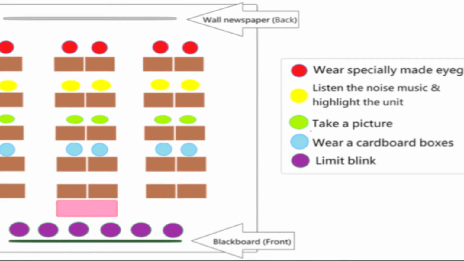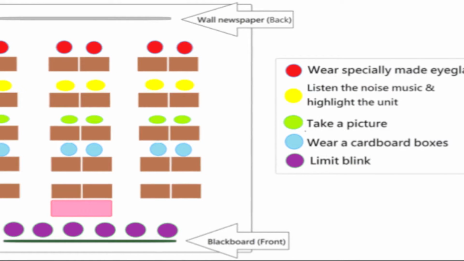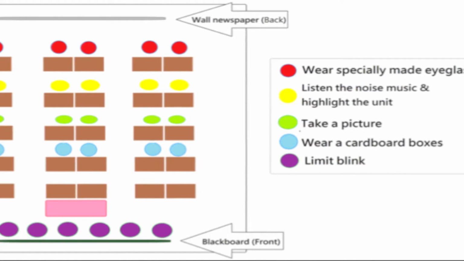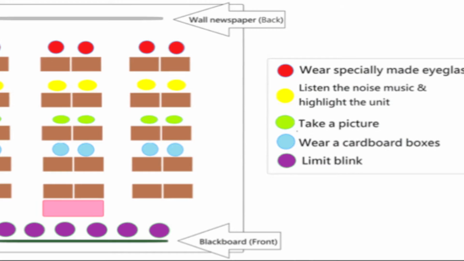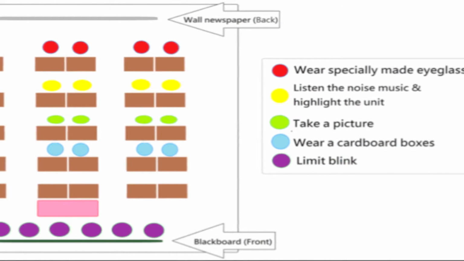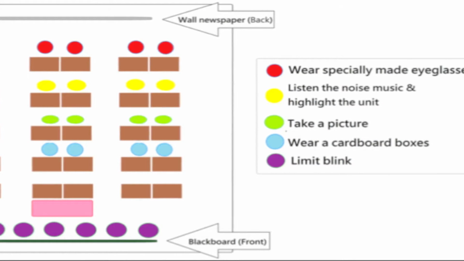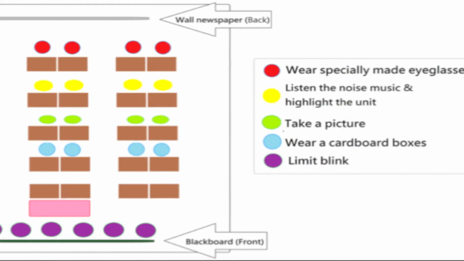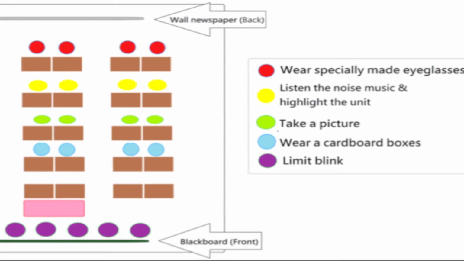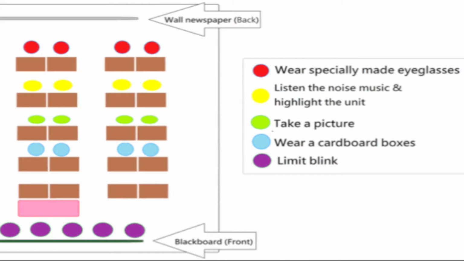They need to use headphones and listen to annoying music to highlight the answer chosen by their groupmate. Student 4, green in color, needs to use the kaleidoscope camera to find the unit and take a photo. Student 5, blue in color, needs to wear cardboard boxes to find the unit and pass it to student 1.